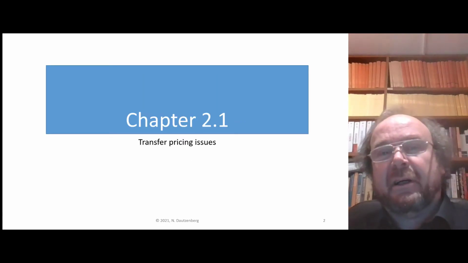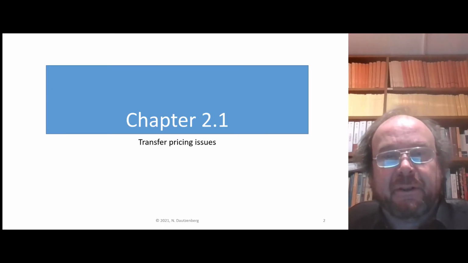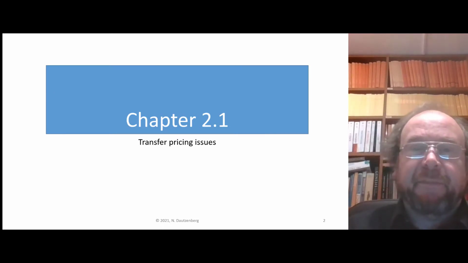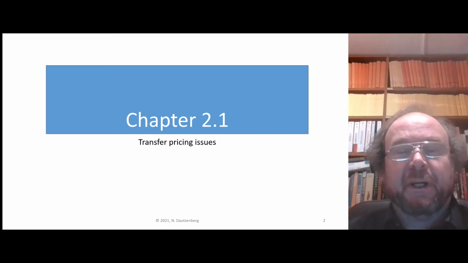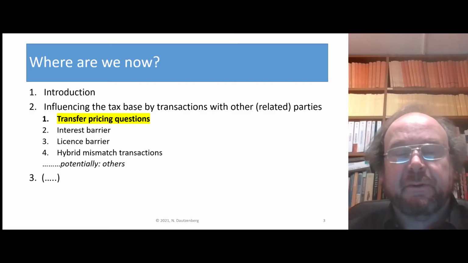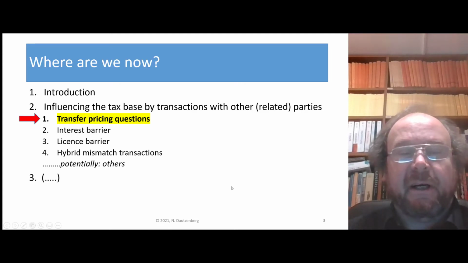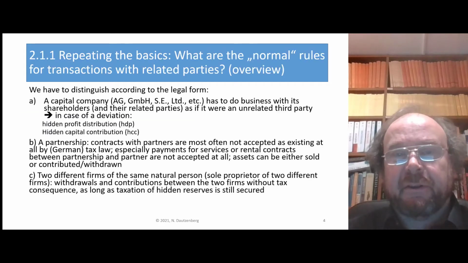And now we are going to begin with the material contents. So the first question we have to talk about here in chapter 2.1 is transfer pricing issues. So everything which has to do with transfer pricing. Here is where we are now in the overall structure.